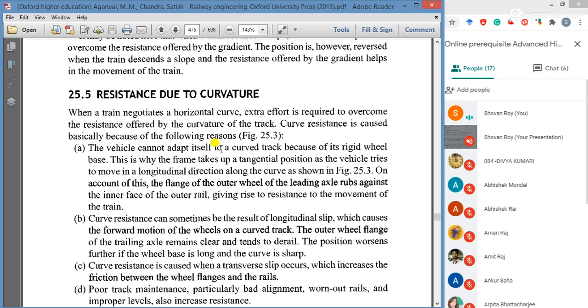The vehicle cannot adapt itself to curved track because of its rigid wheelbase. This is why the frame takes up the tangential positions as the vehicle tries to move in a longitudinal direction along the curve, as shown in the figure. On account of this, the flange of the outer wheel of the leading axle rubs against the inner face of the outer rail, giving rise to resistance to the movement of the train.